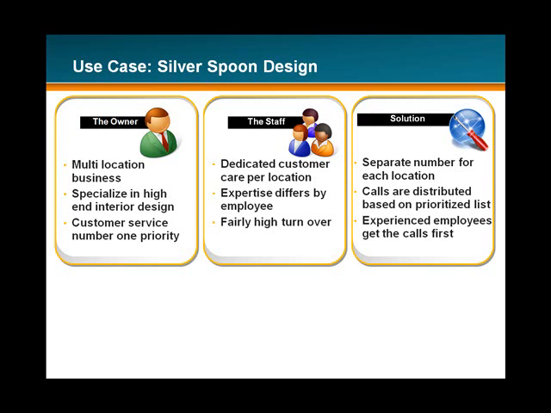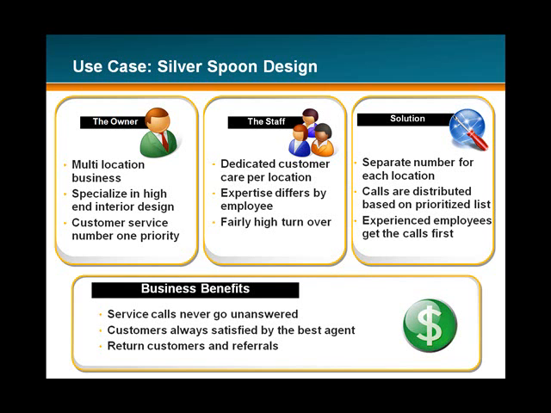Incoming calls are routed to the correct location by the phone number and are then distributed on a prioritized basis. In this case, the most experienced agents will always get the calls first. This hunt group is called weighted call distribution. The benefit is that Silver Spoon's high-end customers always get the most knowledgeable agent possible on the call, resulting in an increase in return business and referrals.